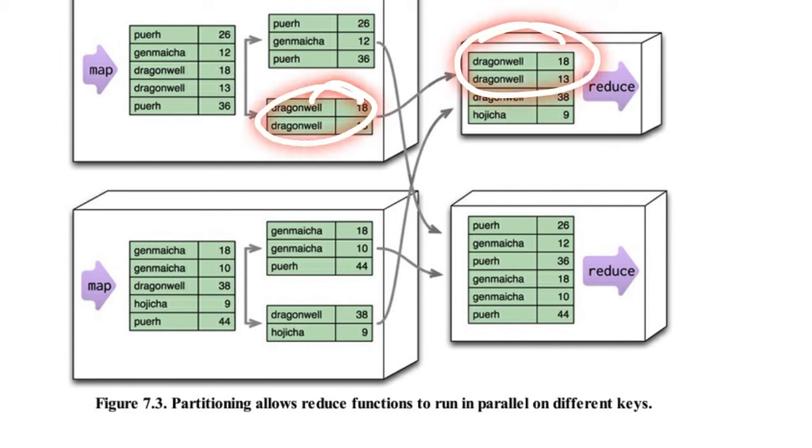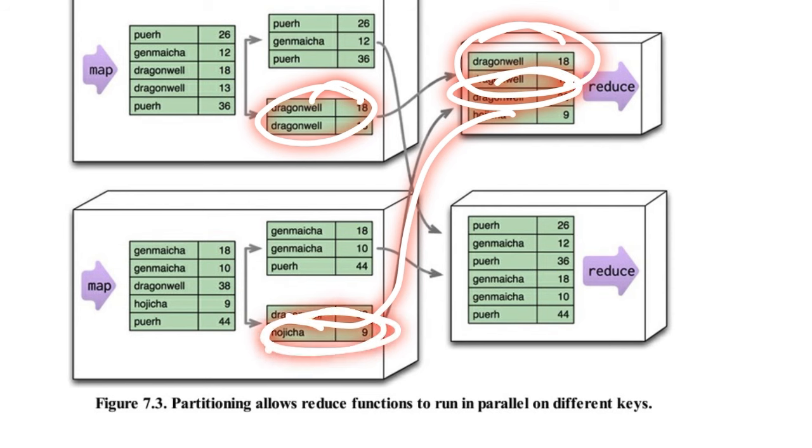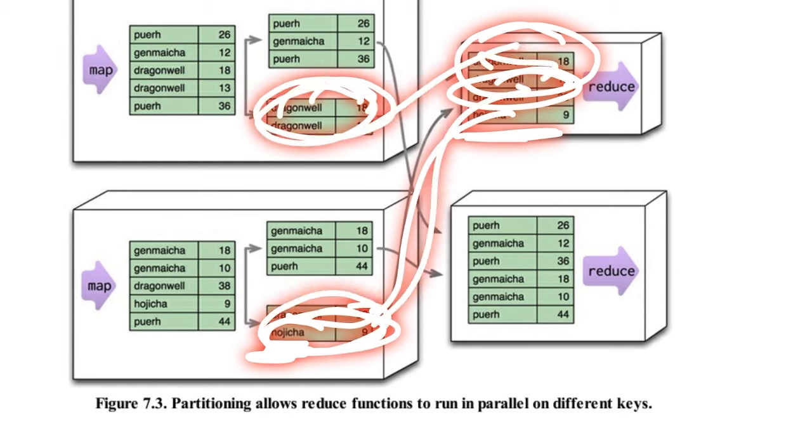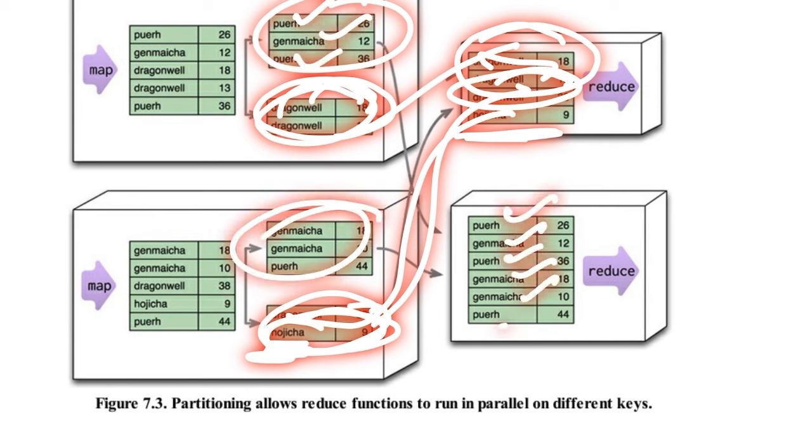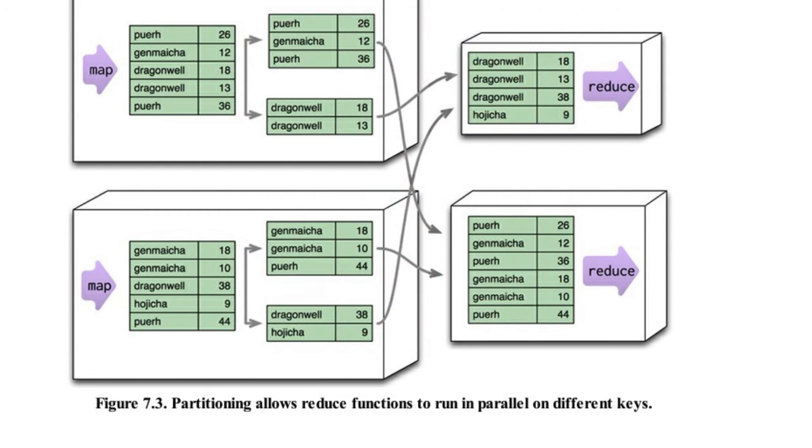Dragon Well is taken here, and here also Dragon Well is there, it is taken here. Along with that, there is this HOJICHA, it is also written here, because this key and this key are combined together. And looking at this part, PU, GN and PU, along with this GN, GN, PU are combined here. So the combination happens using different functions. The combiner function could be varying, it could be the hash function or any other function.